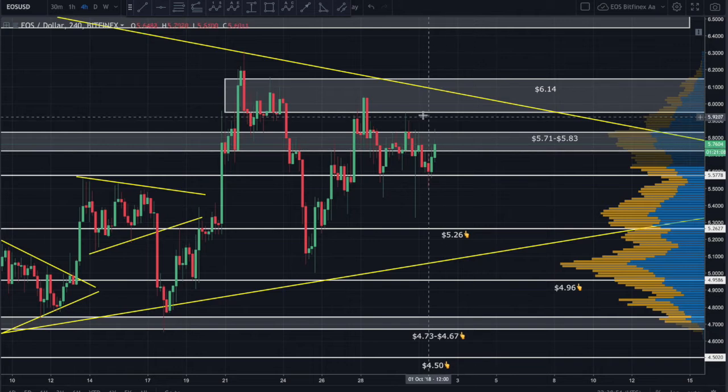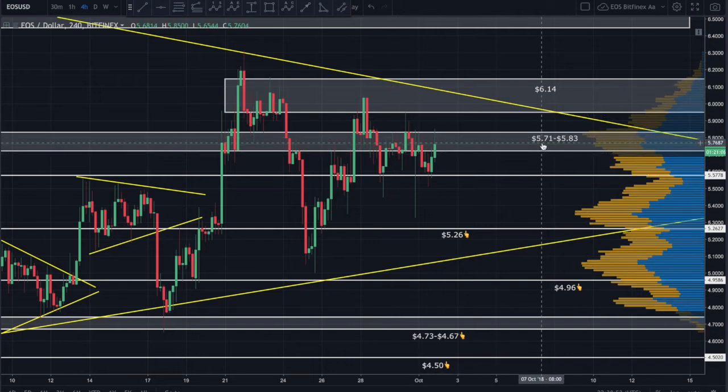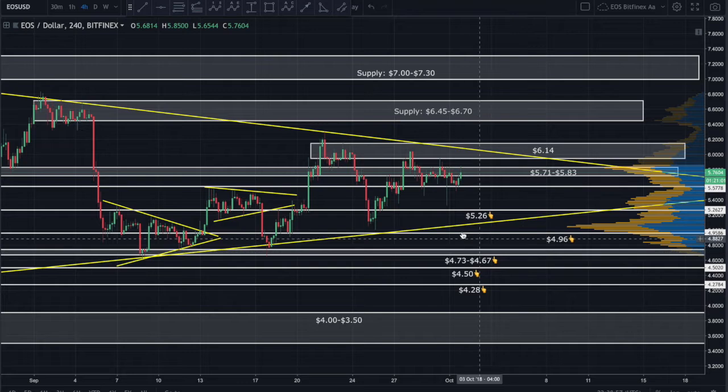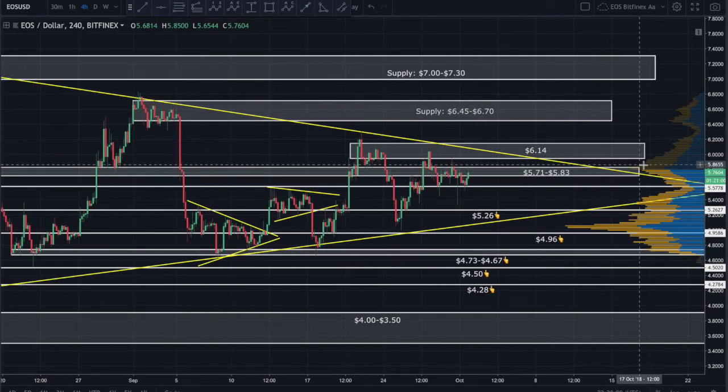What we need to get above is this zone here between 571 and 583. We can see again, as I showed you on volume profile, we're seeing a lot of resistance right in that zone. If we can get above that, we'd be coming into this zone here. We'd find a lot of resistance at 614, this descending resistance line, the wedge. But if we can get above that, I think we'll very quickly rise up to 645 to 670, somewhere in this zone up here, in my opinion. Doesn't mean that has to happen, just means in my opinion.